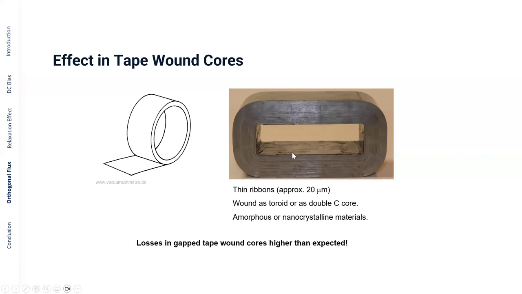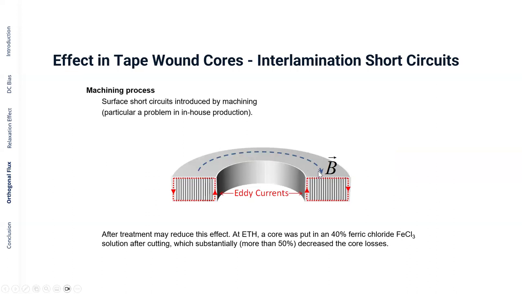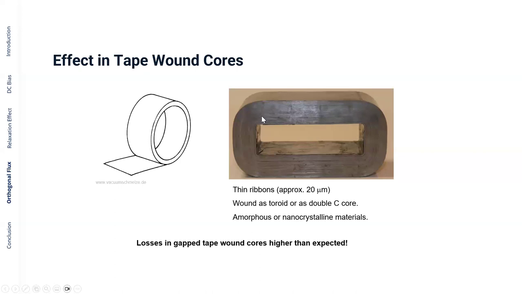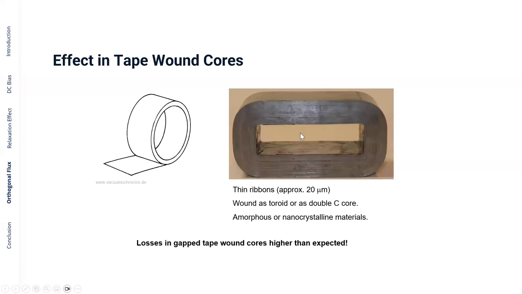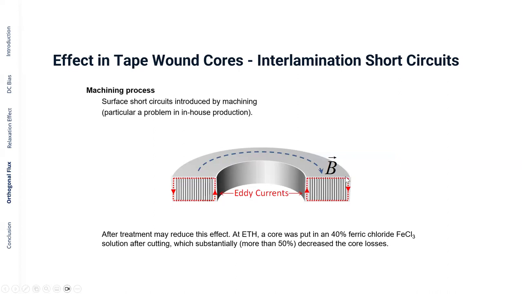However, in certain circumstances, they have higher losses than one would anticipate, and I would like to give you two things we could observe in the laboratory. One is that often they are wound like this and then cut in two in order to provide an air gap, let's say if you build an inductor. In the process of cutting by machine, you introduce short circuits. You have to think, these are 20 micron, very thin tapes, and cutting suddenly leads to short circuits, and you can have eddy currents flowing as shown here. So the room for eddy currents to flow is quite high at the edges where it has been cut.